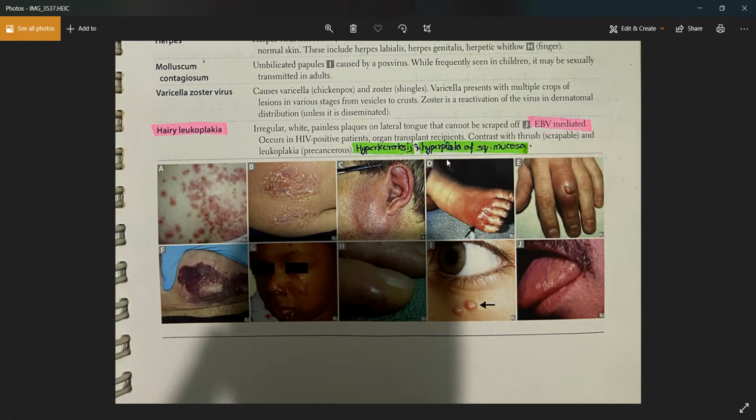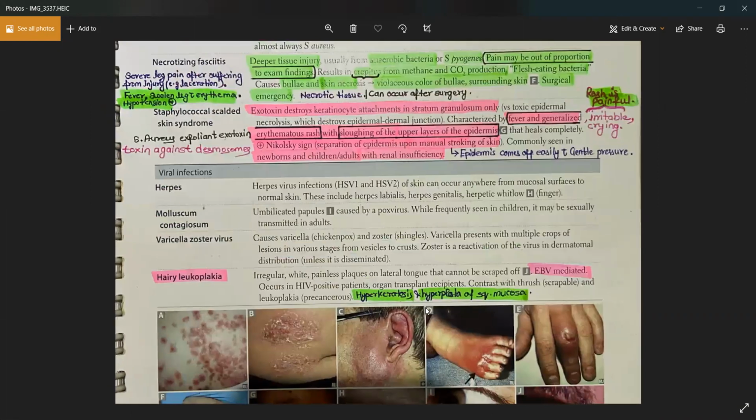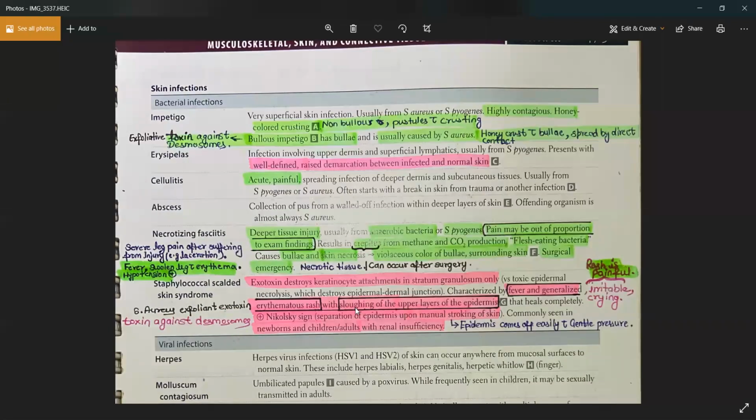But this condition is again very painful, and because it is a baby, they cannot speak properly, so they will just cry. The patient will have a persistent cry, persistent irritation because of the pain, and the baby will become very irritable, right? So any doubt up to these bacterial infections of the skin? No, thank you. Just remember what layers of the skin all these disorders are affecting, and how to differentiate between these different disorders. And most of them are only caused by aureus or pyogenes.